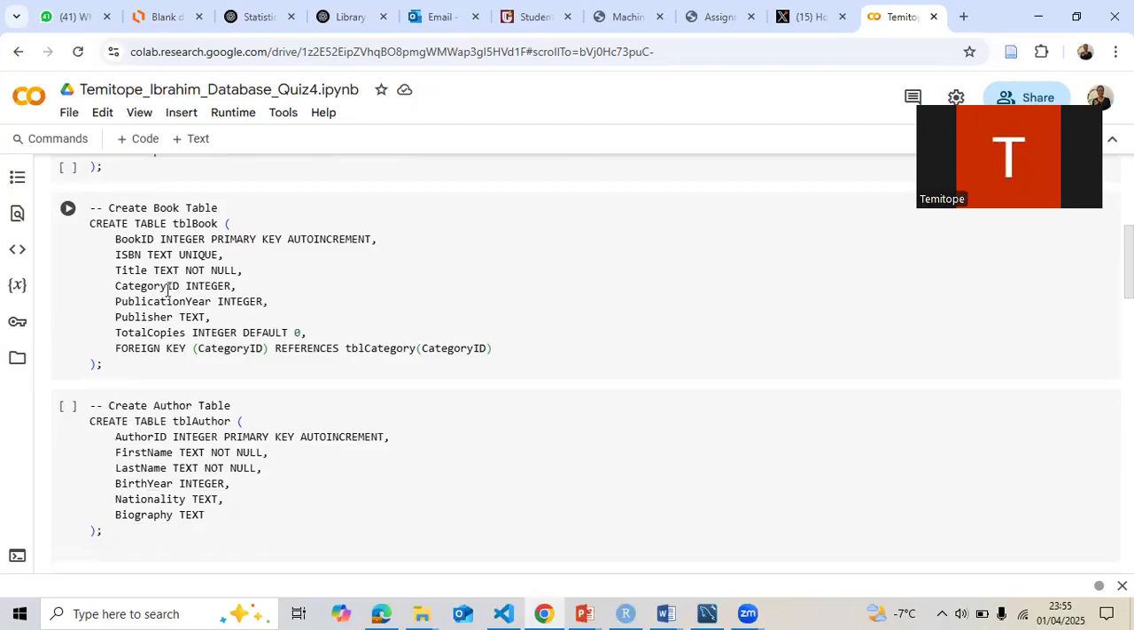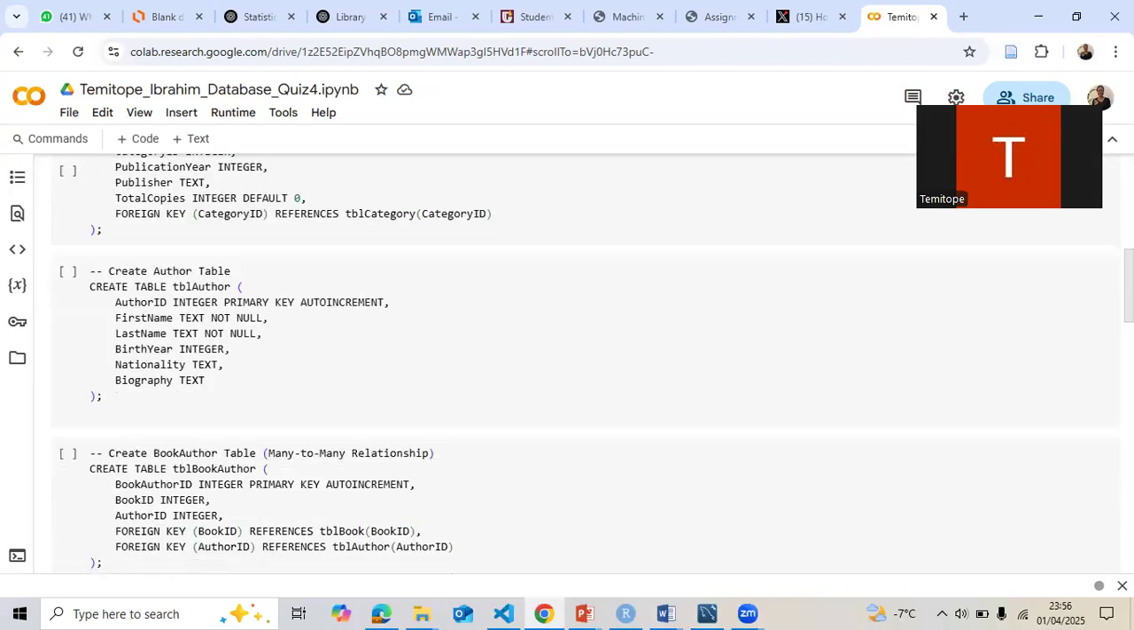The category ID in this book table is a foreign key. This category ID is a primary key in the category table, but in the book table, it serves as a foreign key. For us to be able to combine information from two tables together, we need a foreign key. So you can even see it down there, foreign key, category ID, references, and all that. So that is how we did it.